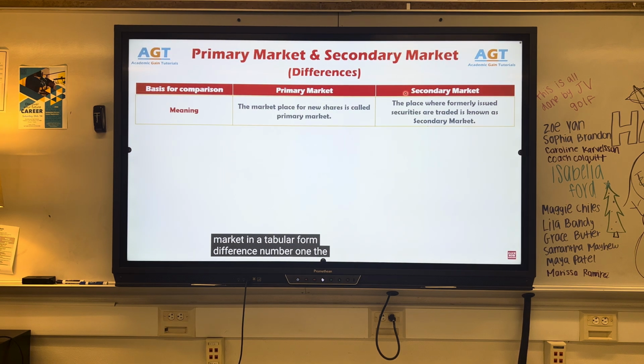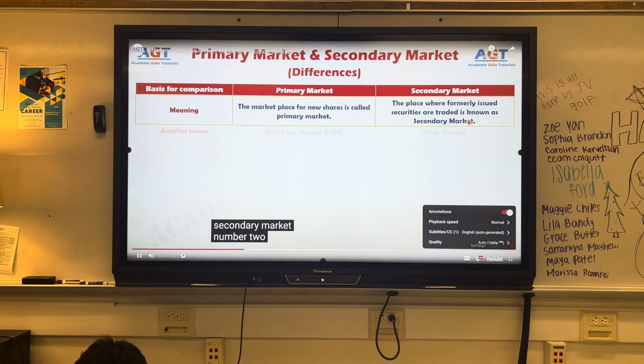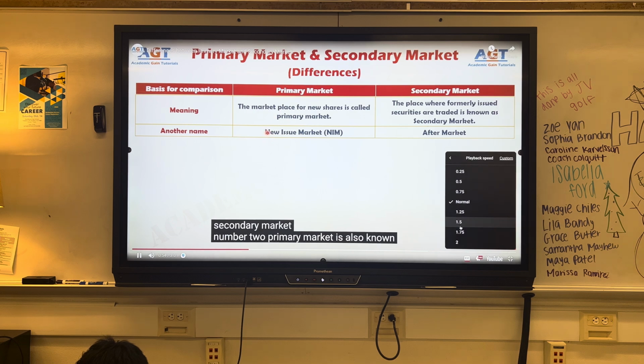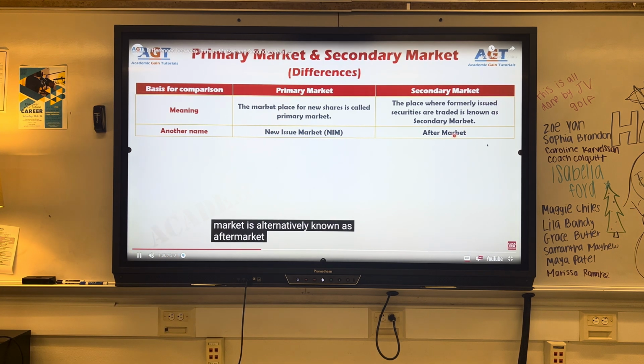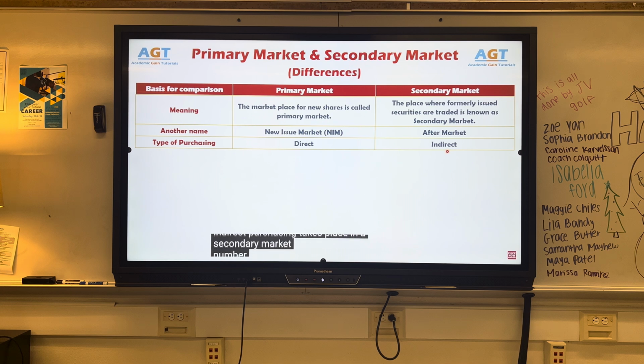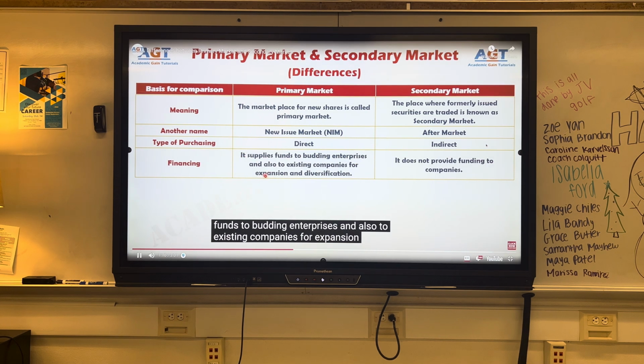Difference number one. The marketplace for new shares is called primary market, whereas the place where formerly issued securities are traded is known as secondary market. Number two. Primary market is also known as new issue market, whereas secondary market is alternatively known as aftermarket. Number three. Direct purchasing takes place in the primary market, whereas indirect purchasing takes place in the secondary market.